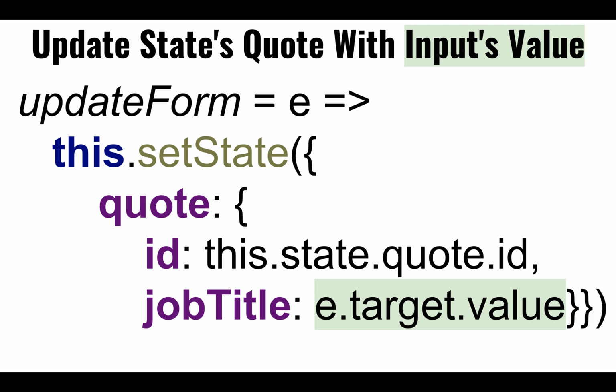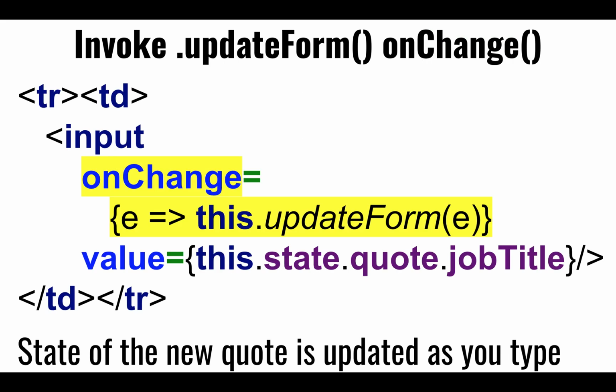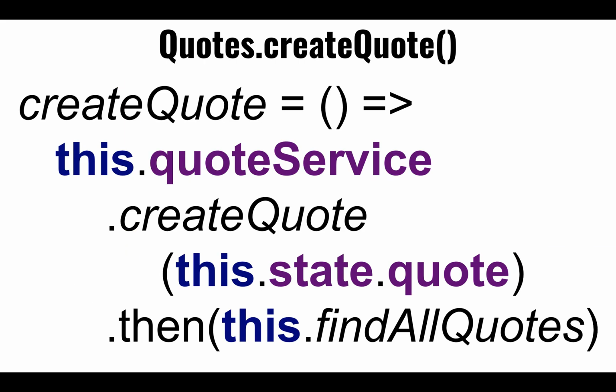So I have an update form, which I'm going to call every time I change the input field. So I'm going to create a brand new input field, which takes its value from the quote job title. So it updates the input field from whatever the quote is. And as we type, it sends the event to the update form so that it can update the state of the component. And what we're going to do is add a button.